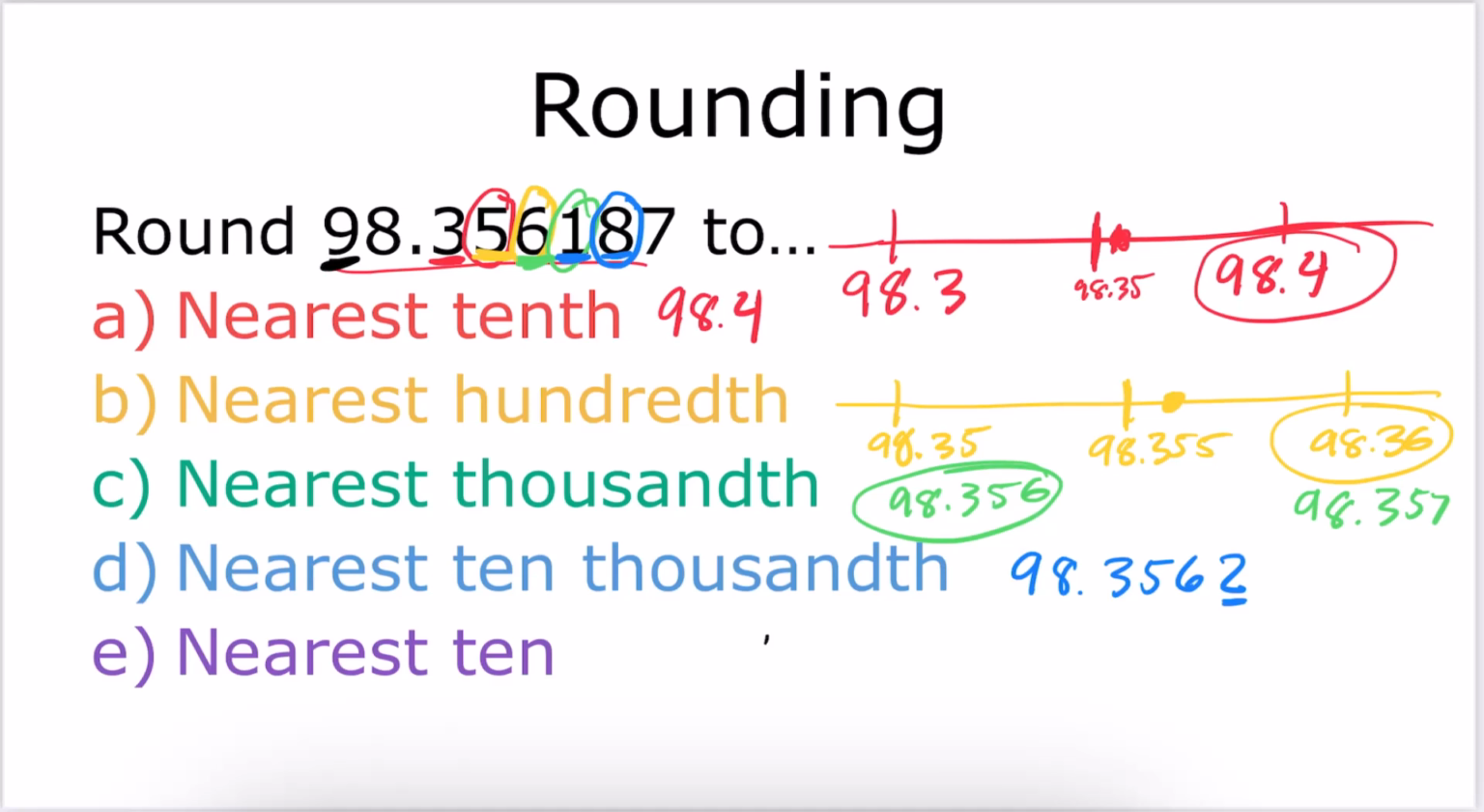And so that tells us that this number is between 90 and 100. And since the number that follows the 9 is over the halfway mark, then that means that we would round it up to 100. And so that's how you would do those two questions.